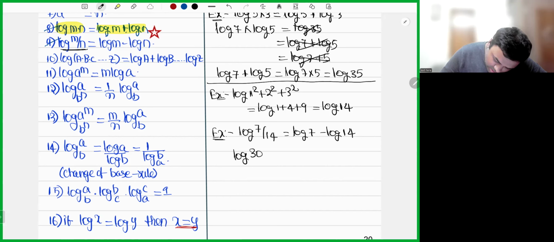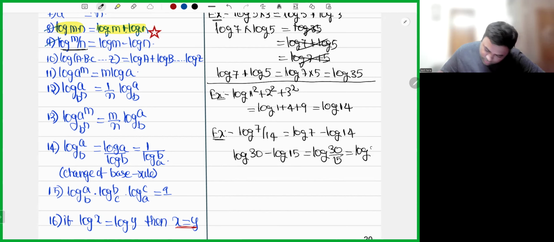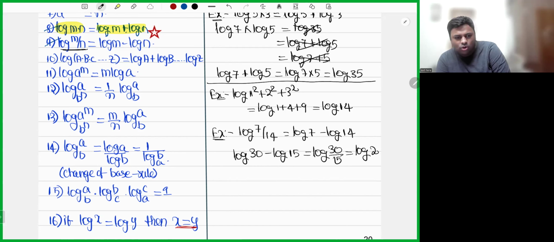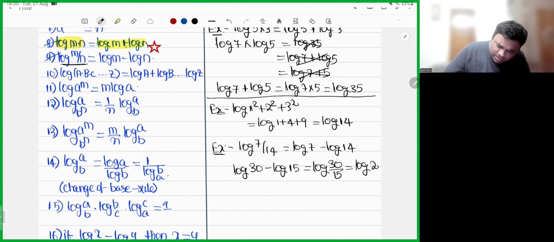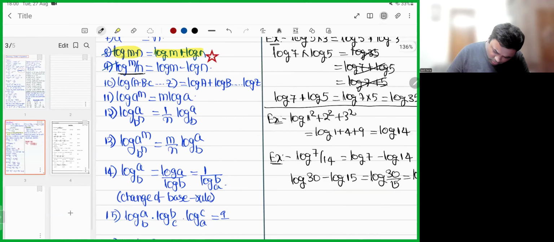I have log 30 minus log 15. How can you write it? Log 30 by 15, which is equal to log 2. Okay, so I hope property number 9 is clear, my dear friends. It's simple. Log m by n can be written as log m minus log n. Now, one small question which I want you to answer. It's simple, think and solve. There's nothing much difficulty over there.